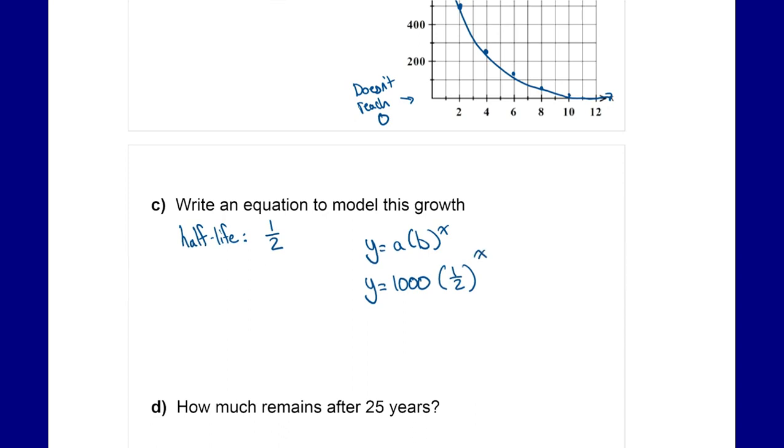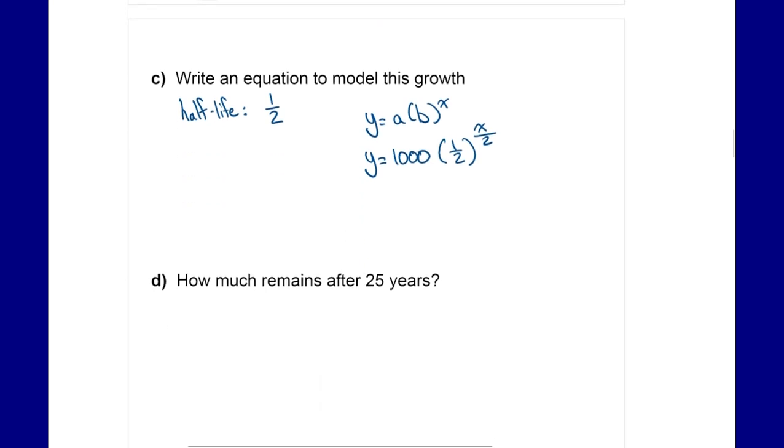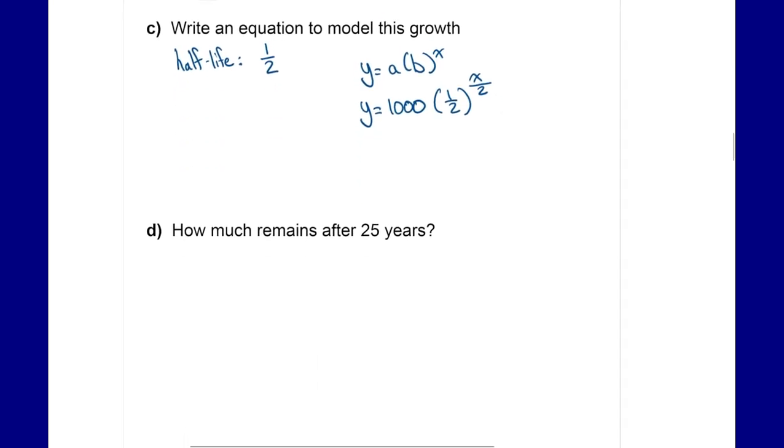And we could argue that x should be divided by 2, because we take the number of years and divide it by 2, because the half-life is 2 years. Now, how much remains after 25 years? So we're going to take the formula we just determined, 1,000 times 1/2 to the power of x over 2.